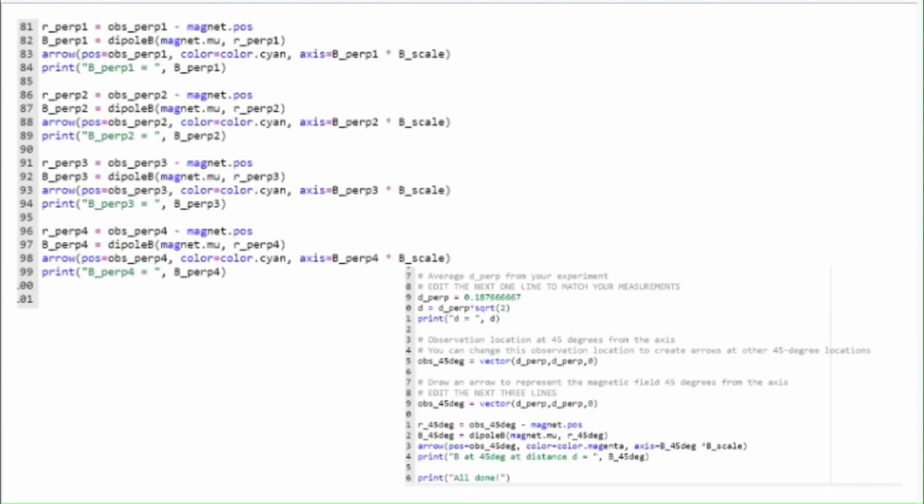The process for drawing these is similar to the arrows drawn on axis, the only difference being the observation location for the calculation of the radius. First, I determined the observation location perpendicular to the axis, then calculated the magnetic field at the location due to the dipole moment. Then I drew the arrow to place in the model. The last segment of code on the bottom right is used to draw the magnetic field 45 degrees off-axis. I used my average perpendicular distance from the Excel spreadsheet and found the actual distance r between the magnetometer and the magnet using triangle rules. Then I created the vector of the observation location 45 degrees away. Then, just like the other arrows created, I found the radius between the 45-degree location and the magnet. I then calculated the magnetic field at that point and drew an arrow.